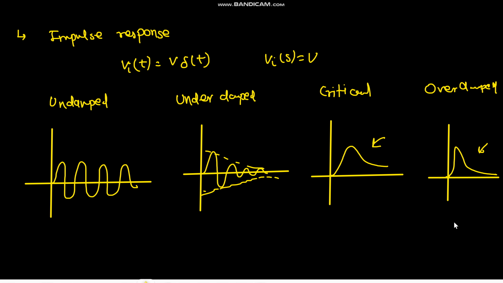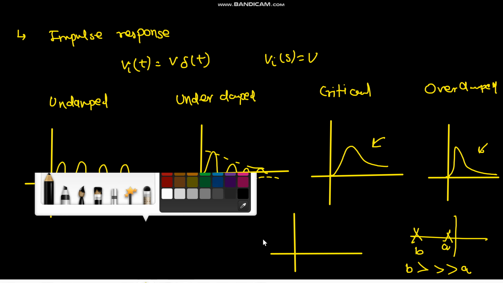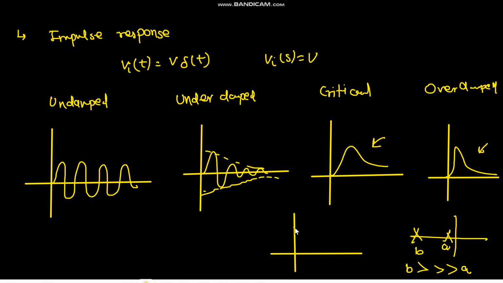And if this is your pole zero location, if this one is very far, this A, this is B. If B is much greater than A, then sometimes in some books you can see the response of the overdamped system drawn something like this. They draw it like this sometimes, like they reach the value at t equals 0 only, and then decrease. If B is much greater than A, then they can make the response like this as well. But in our circuit analysis, this will be used. So this information you must know.